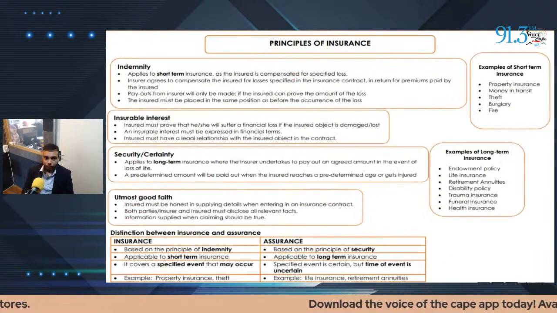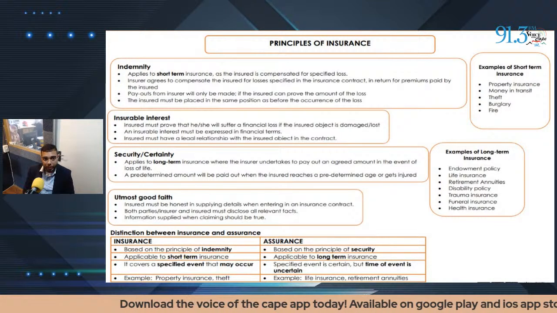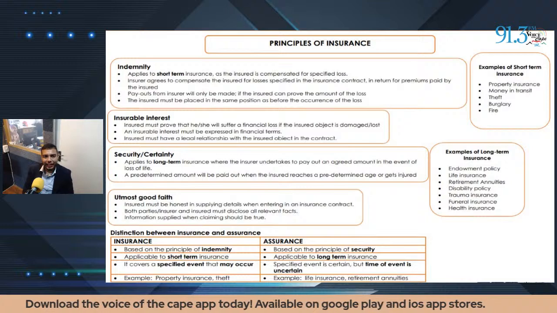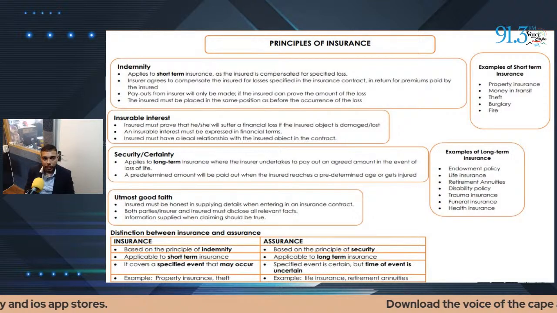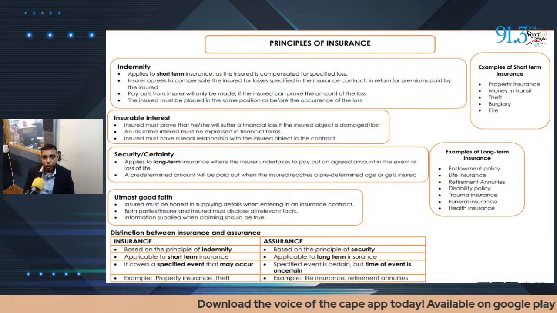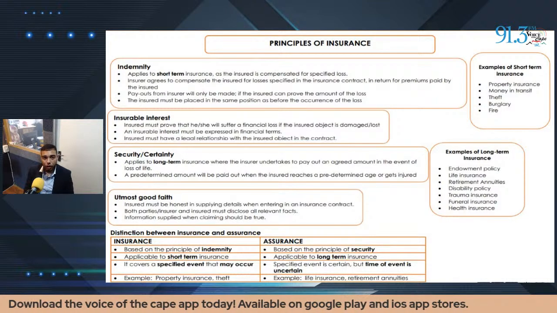We move on. So, principles of insurance. We get an indemnity. So, what is an indemnity? We all know an indemnity is a paper that we now need to fill out. So, indemnity applies to short term insurance as the insured is compensated for a specified loss.